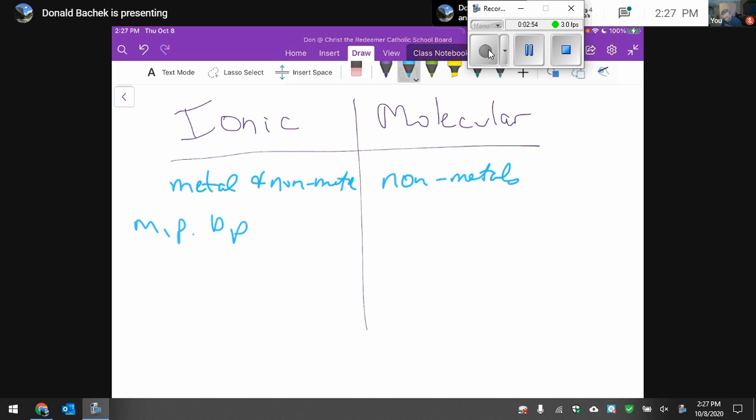Perfect. So melting points or boiling points are very high for ionic. Molecular is low in comparison, right? We talked about that quite a bit in the last few days. That's a great place to start. Definitely want to talk about melting and boiling points. That was the other part. What else? Anybody else? Owen, you have your hand up.